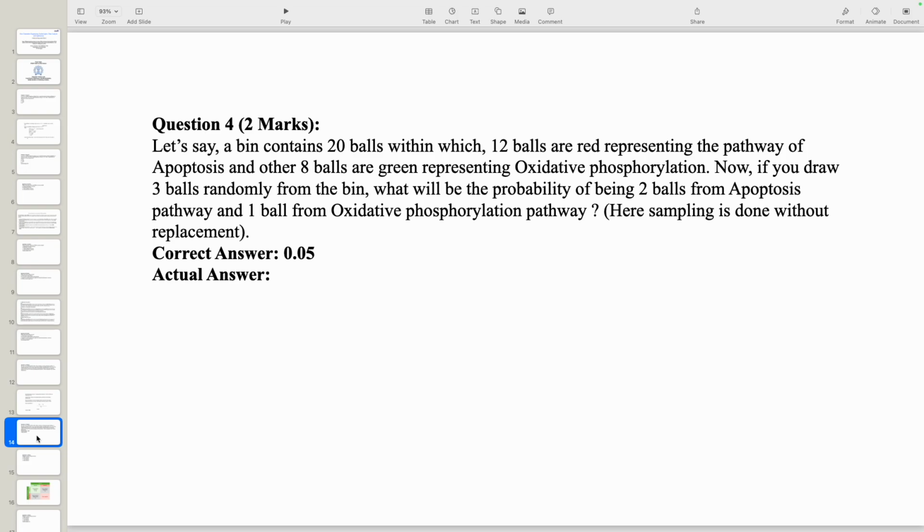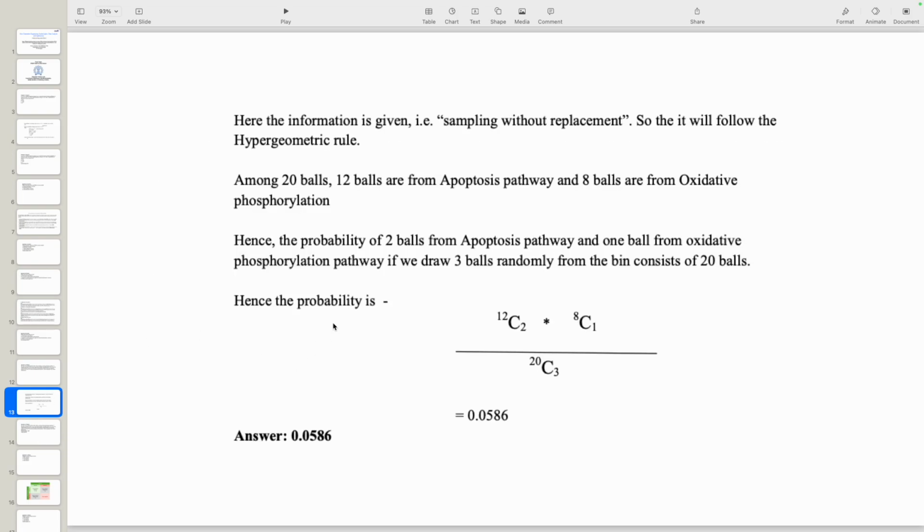Ma'am, please can you explain it again? Yeah. So here, we are taking 3 balls, right? And what is asked in the question is that we take 2 red balls and 1 green ball, and out of 20 we have 12 red balls. So we take 12 choose 2 times 8 choose 1, because we have one green ball out of 8, and then we divide it by the total number of ways of choosing 3 balls from the total number of balls.